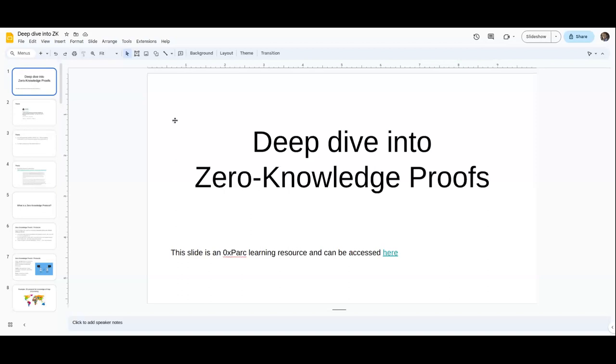So this slide is basically a learning resource from OSPAC. OSPAC is kind of like a study group where people come together to learn, and they teach about zero knowledge and stuff. So this slide is basically an extract from their resource. Without wasting much time, let's continue.